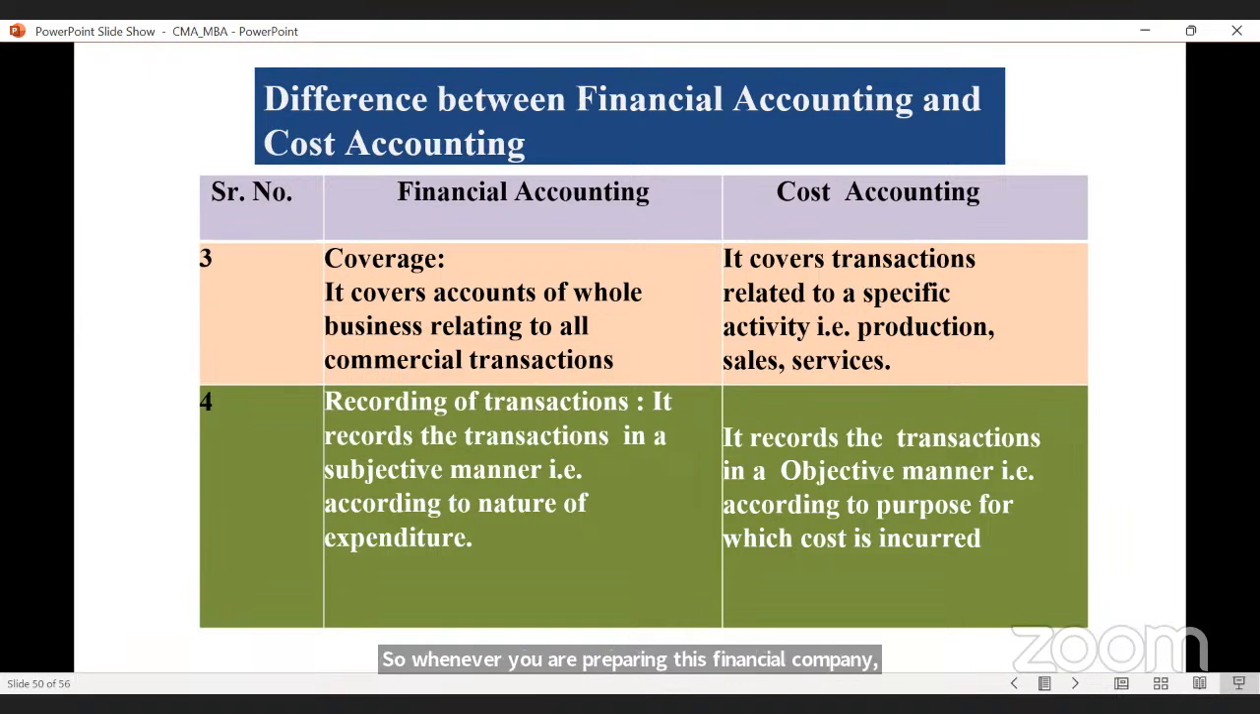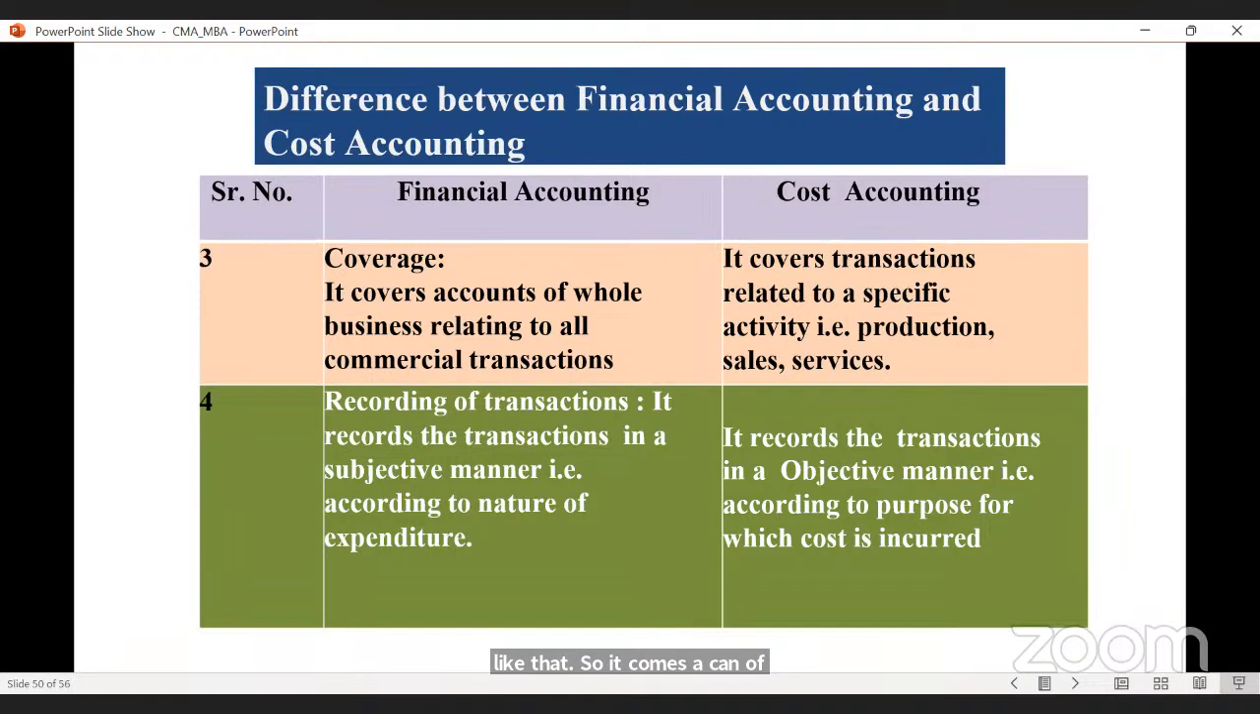in order to incorporate the financial position, profit and loss, cash flow statement, and others at the end of the accounting period. So it covers the accounts of the whole business, not part of the business. Out of 5 departments, we cannot say that we'll only consider 2 or 3 departments. So it covers accounts of the whole business relating to the commercial transactions.